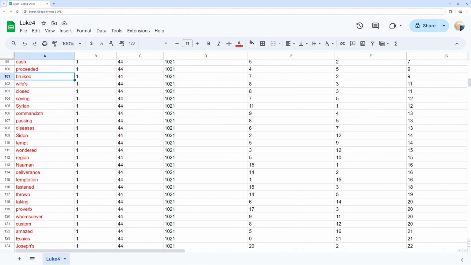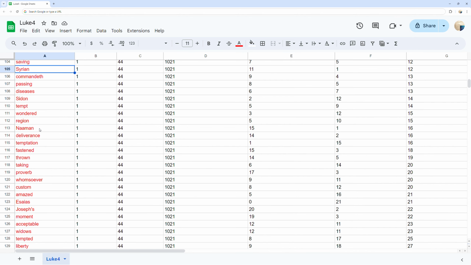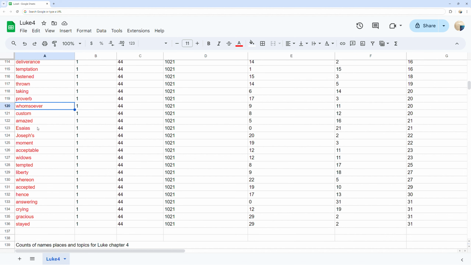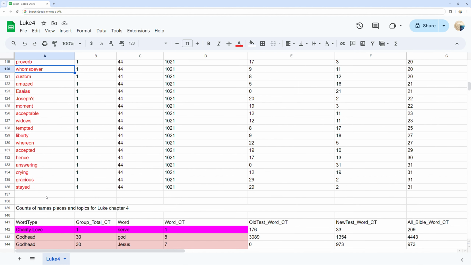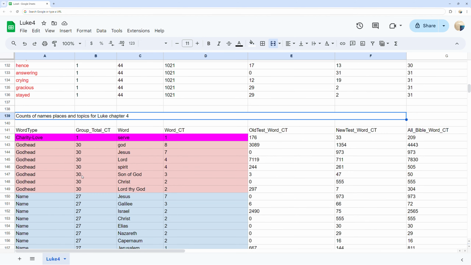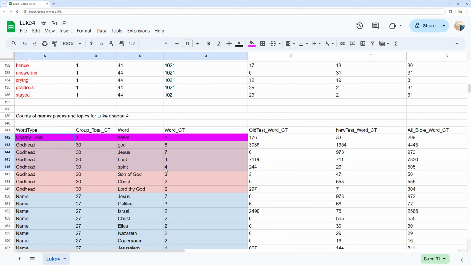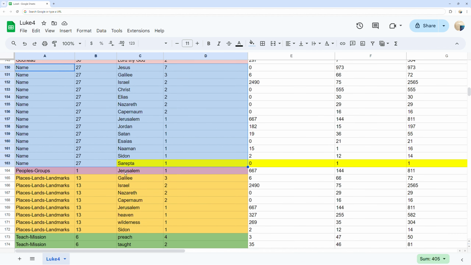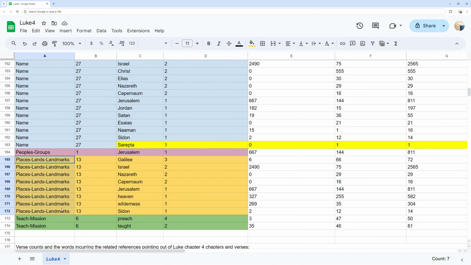Counts of names, places, and topics. You can see different topics, names, and places, as well as their word counts in Luke chapter 4. As well, you can see the large list of names under the topic of name highlighted in blue. You can see 8 places listed at the bottom in orange as places, lands, and landmarks.